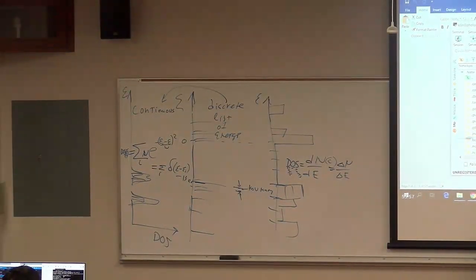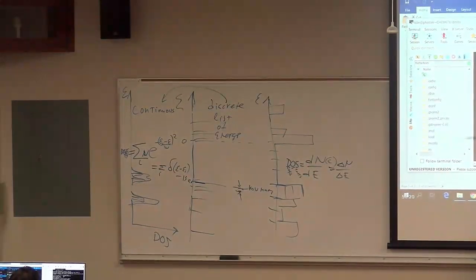Let's copy DOS underscore test into DOS.log. More DOS.log. Screen is not broad enough.